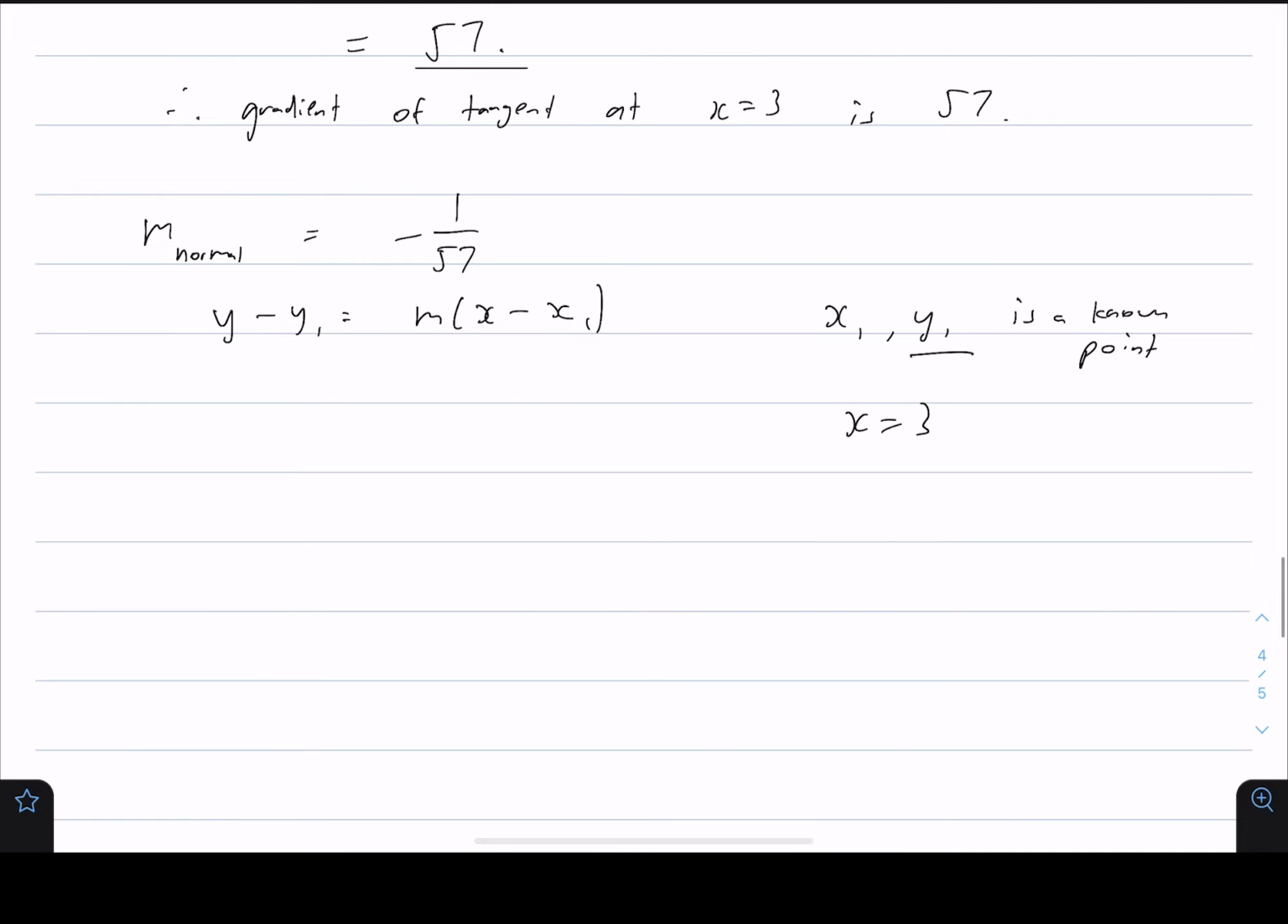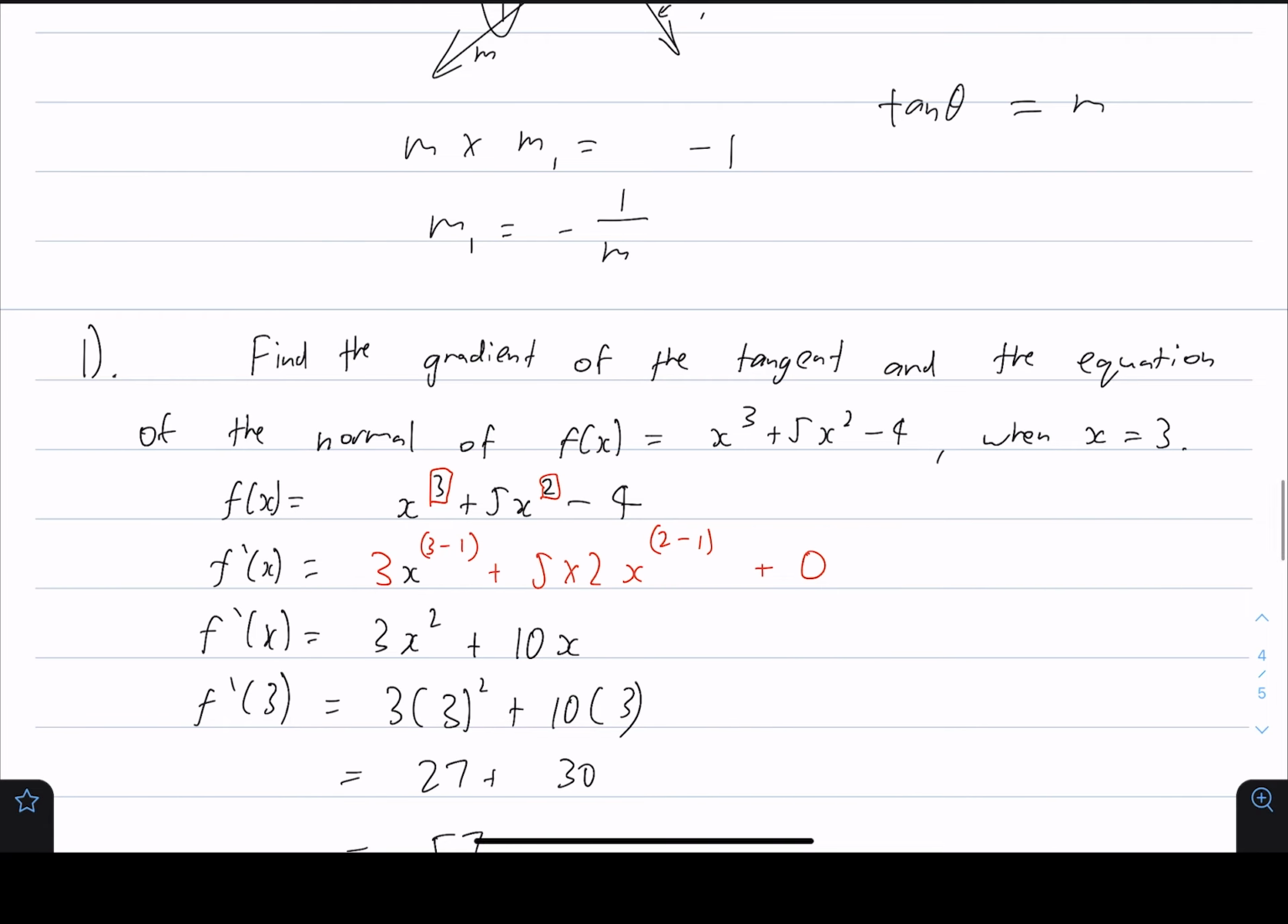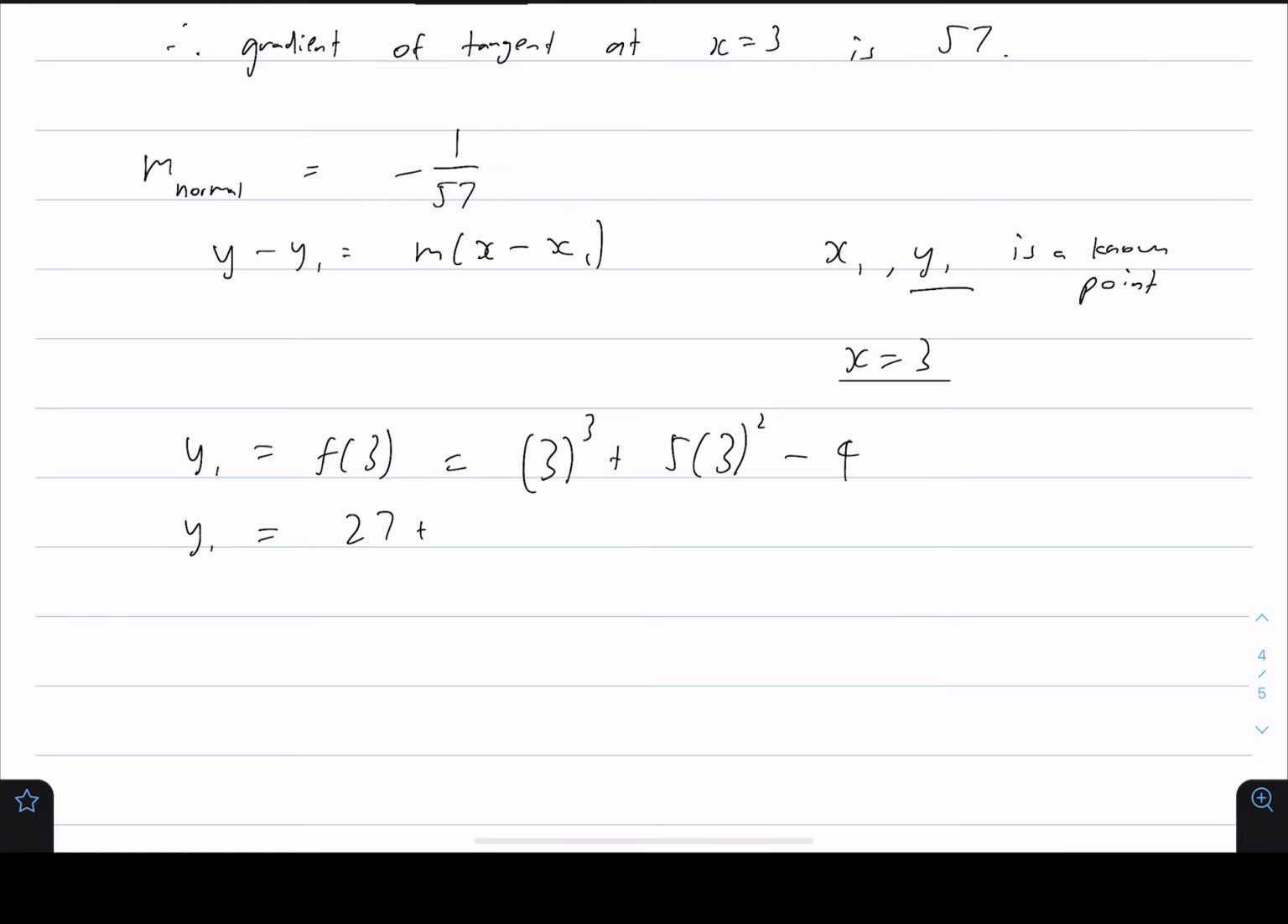So to find y1, for when x equals 3, y1 is equal to f of 3, which is equal to 3 to the power of 3 plus 5 times 3 squared minus 4. We're using this original function we had up here. And so we can find that y1 is in fact equal to 27 plus 45 minus 4, which, with a bit of mental maths, should come out to around 68.